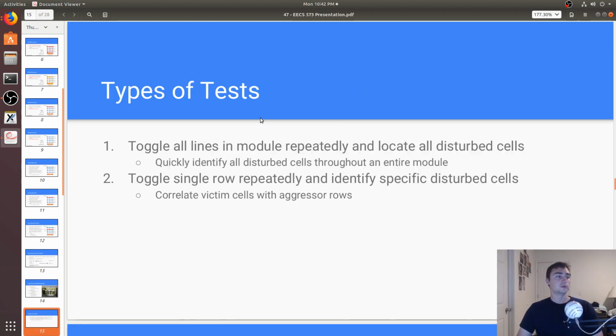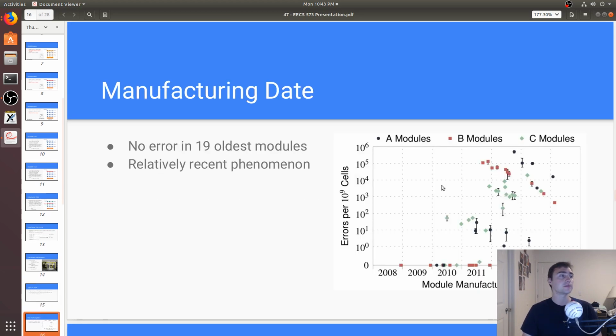One, they want to toggle all the lines in a module repeatedly and locate all disturbed cells, so quickly identify all disturbed cells throughout the entire module. The second thing is to toggle a single row repeatedly and identify specific disturbed cells, so you want to correlate victim cells with aggressor rows. If I keep accessing this one row over and over and over, who am I actually causing to have errors?